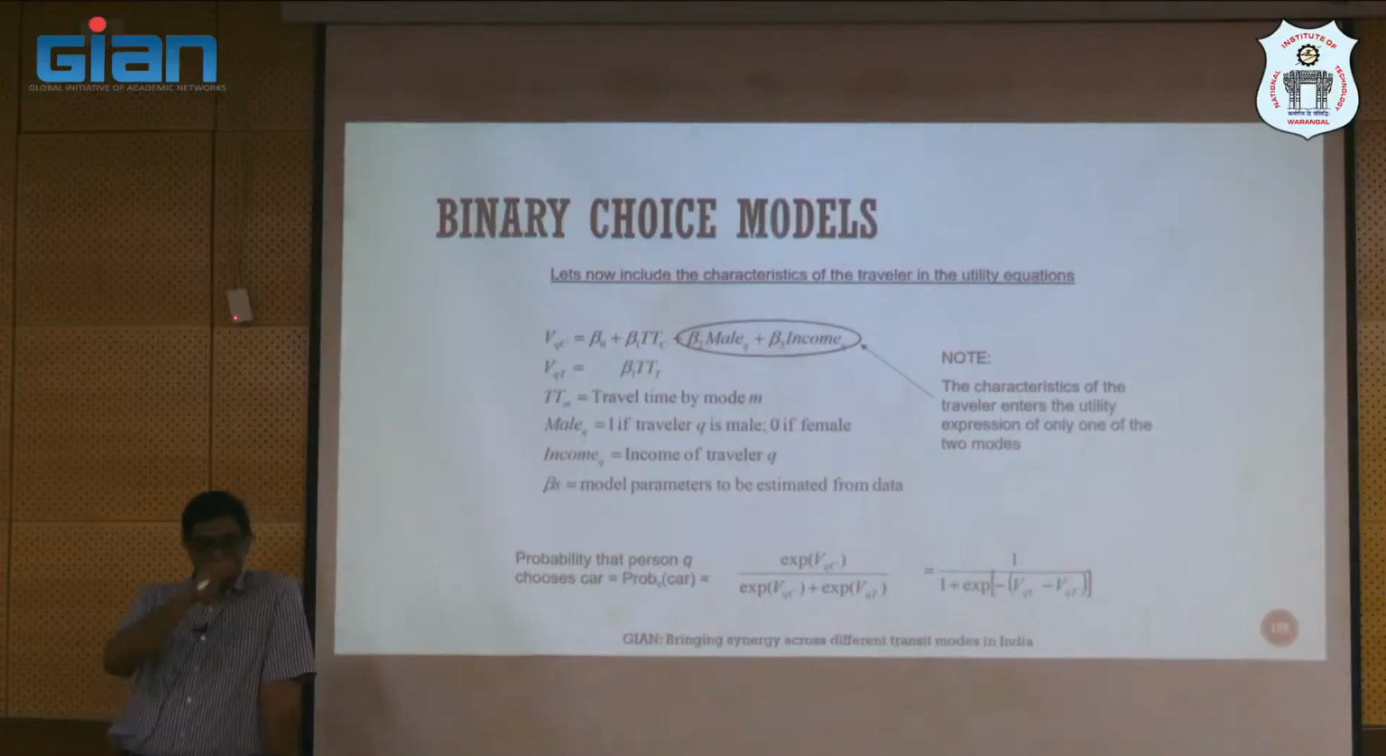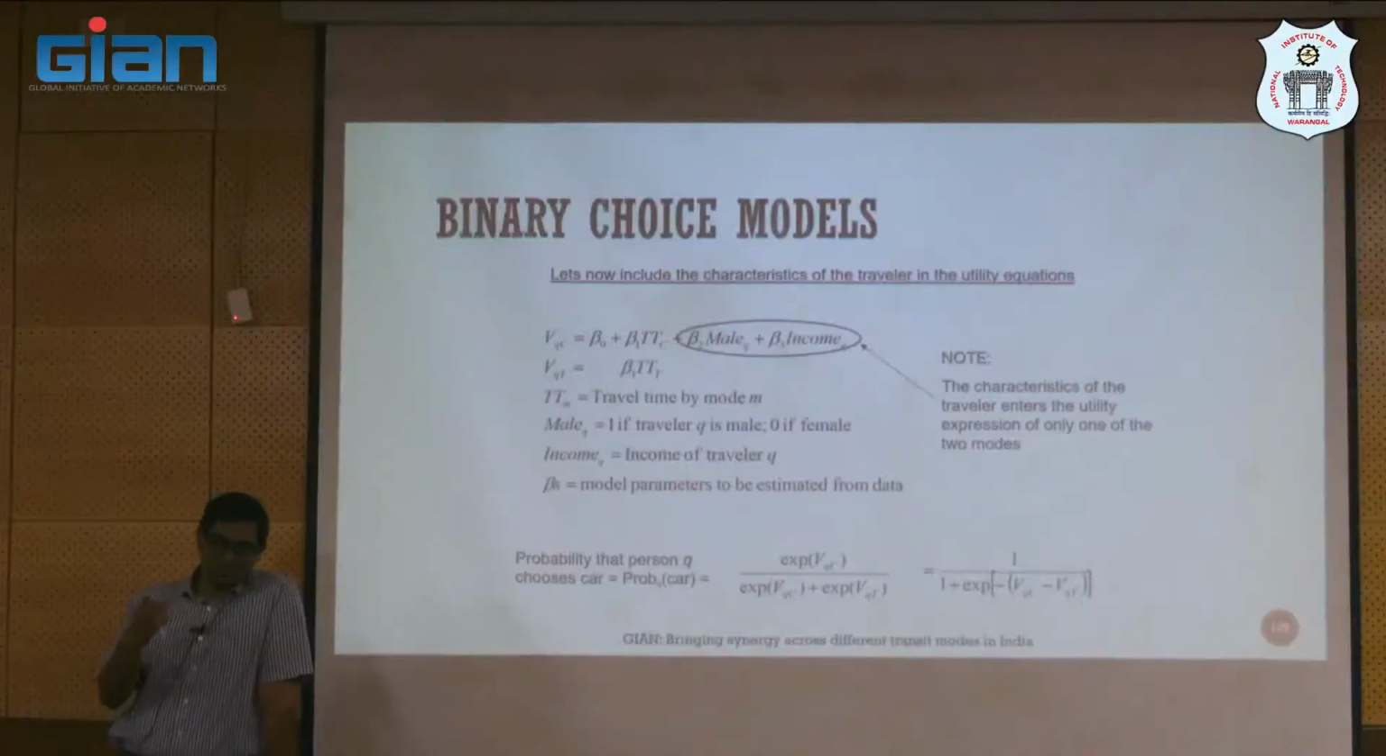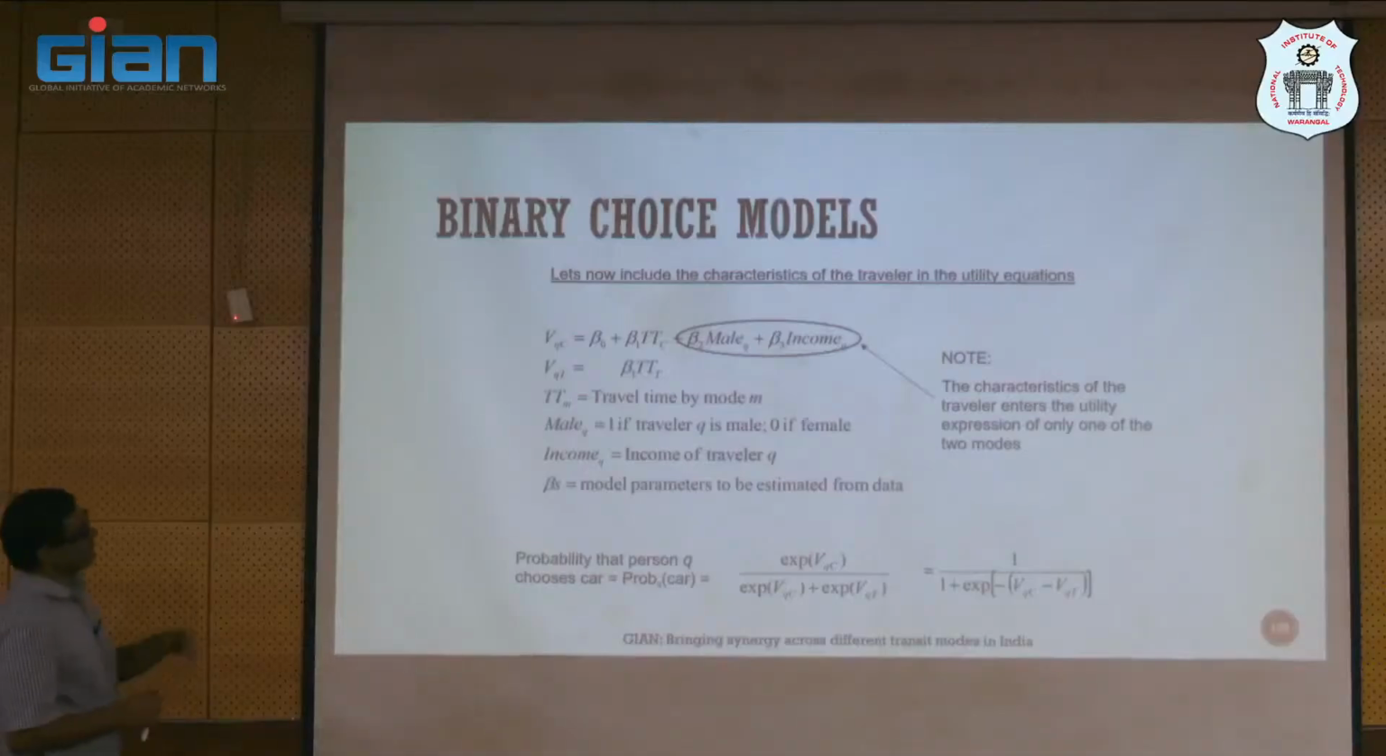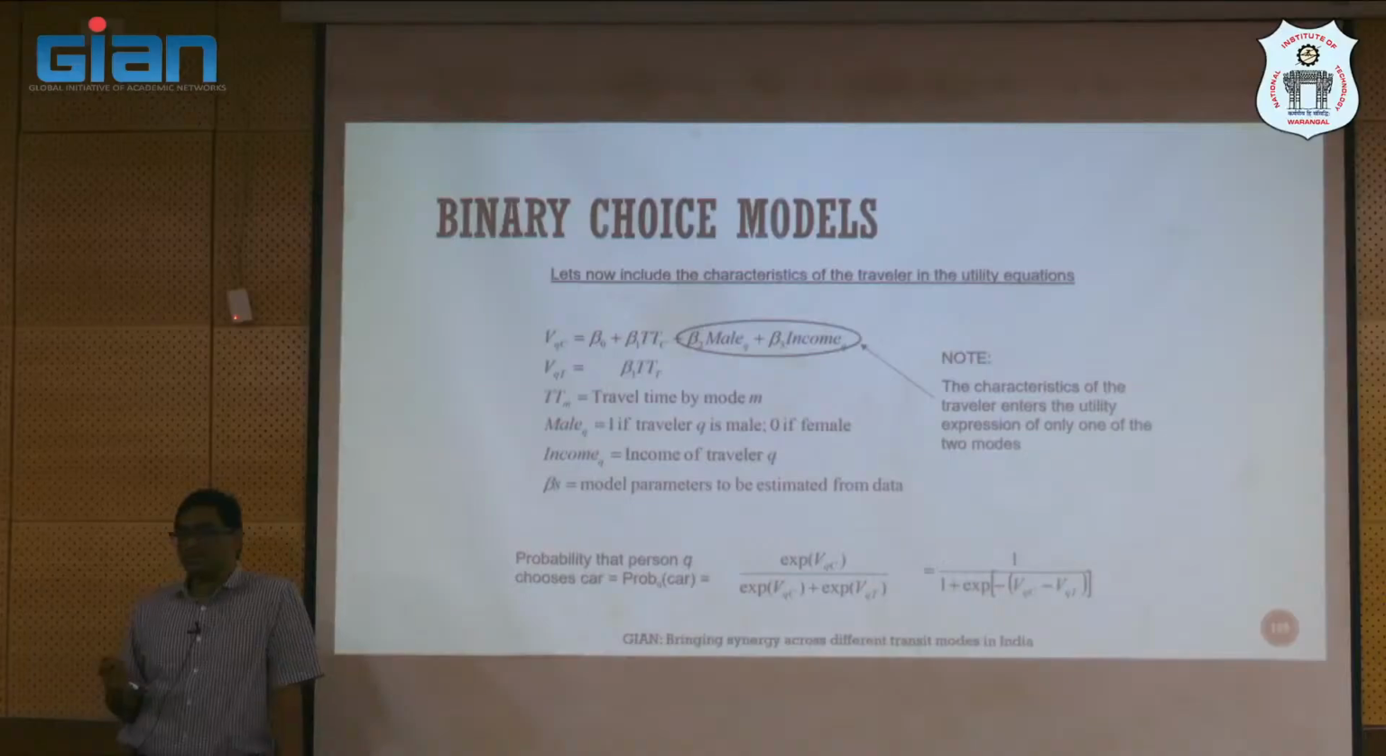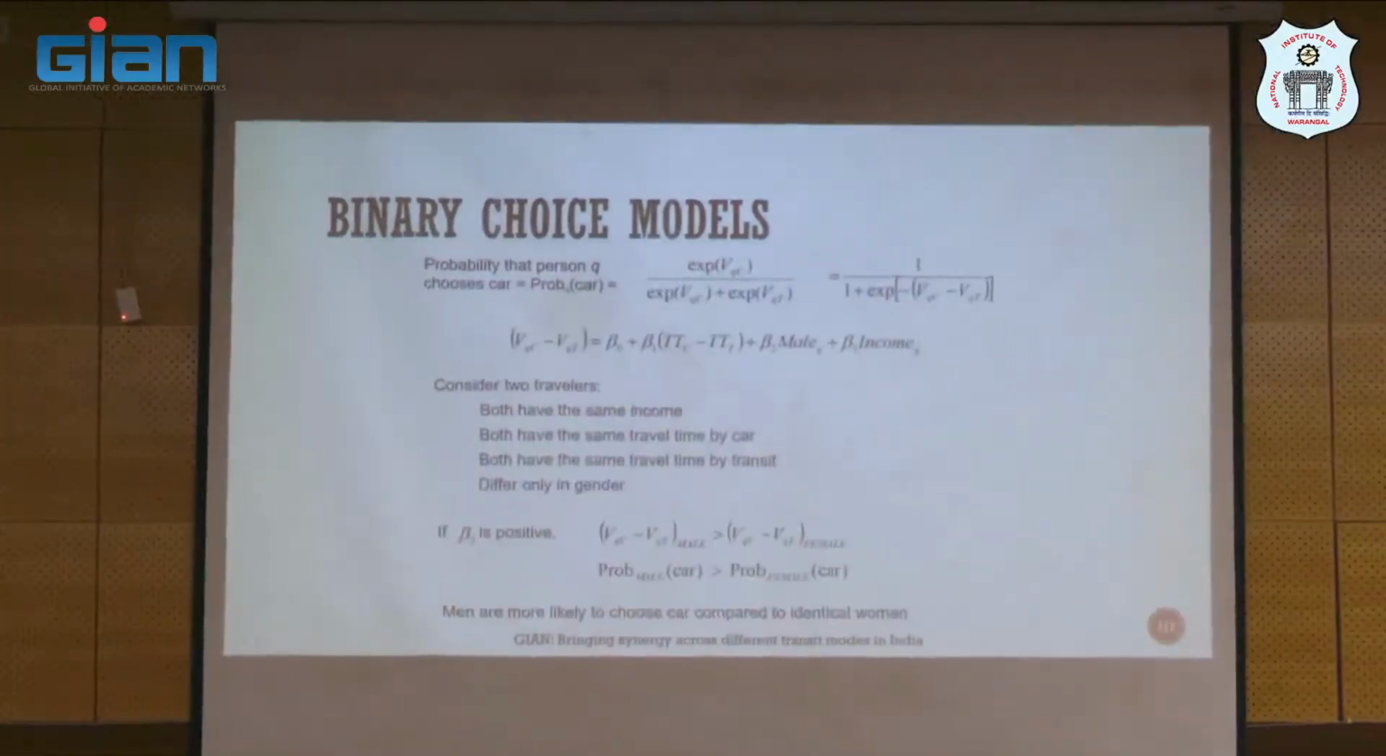Not because men want their wives or partners to drive, but because women are taking their kids to school most of the time, so they get the car. If you're using transit, men take the transit for that. So, in terms of income, usually beta 3 is positive. The higher the income, the higher the chance of using the car. Okay. Explaining this here.